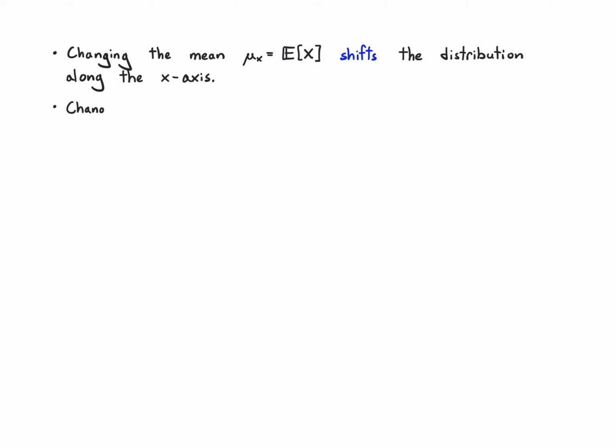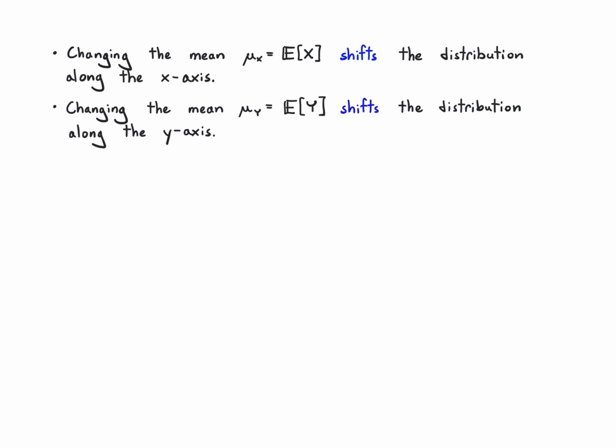Let's start with the means. So changing the mean, mu x, shifts the distribution along the x-axis. It's very intuitive. That's what we're used to seeing. We'll see the same thing with changing the mean, mu y. So if we change mu y, that also shifts the distribution along the y-axis. Right? So let's just look at a visual example.